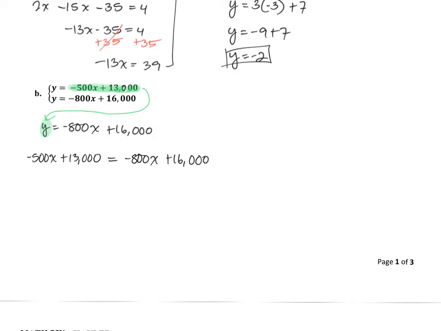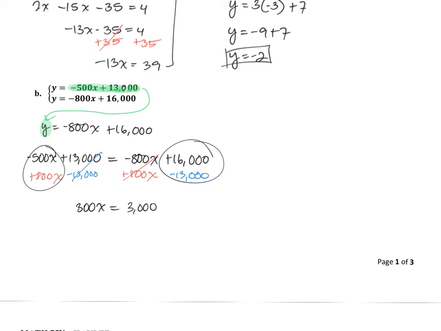So getting the x values on one side, I'll go ahead and add the 800s to both sides. And in the same step, I'll subtract the 13,000 from both sides. So negative 500 and 800 is going to be 300x equal to, and 16,000 minus 13,000 is going to be 3,000. Alright, let's go ahead and divide by 300. Those zeros cancel and we're left with 30 divided by 3, which simplifies into 10.